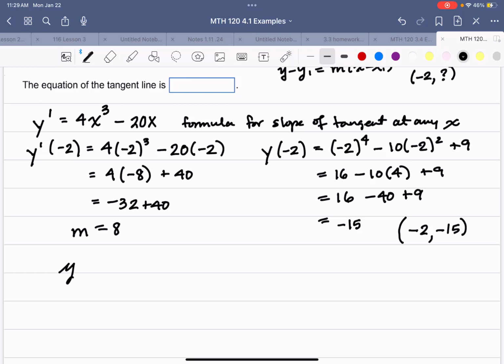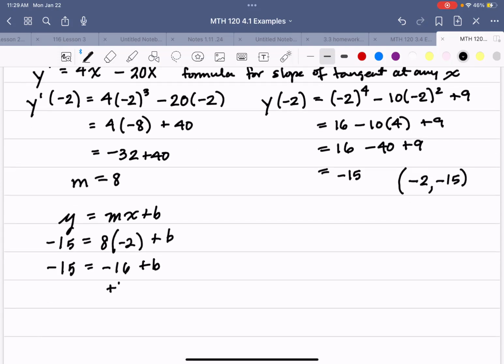So using y equals mx plus b, I can write y is negative 15, m is 8 times negative 2, which is x, plus the b that we don't know yet. Negative 15 is negative 16 plus b, and if I add 16 to both sides, I will see that b is 1. So y equals 8x plus 1.